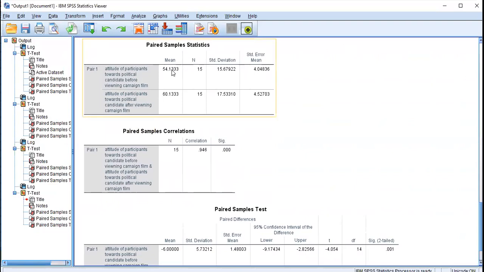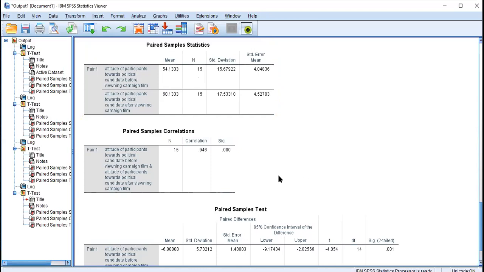We've got the mean. People had a mean rating of 54 something before they saw the film. After they've seen the film, the rating increased to 60 something. So there has been an increase. We know the sample size is 15. We collected data from 15 participants, and the standard deviation is 15.67 something before watching the film, and 17.53 something after watching the film.